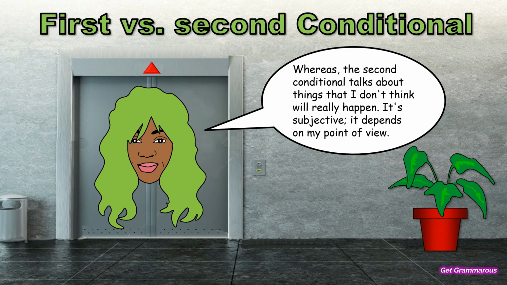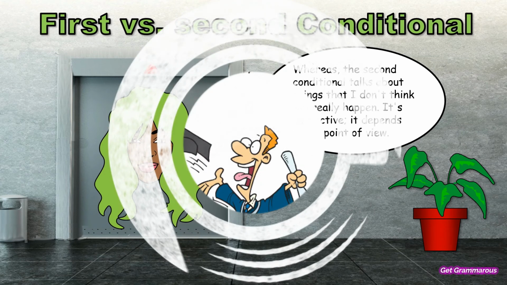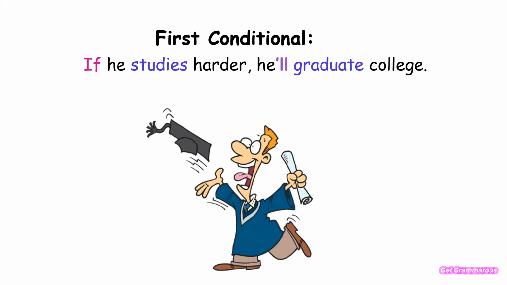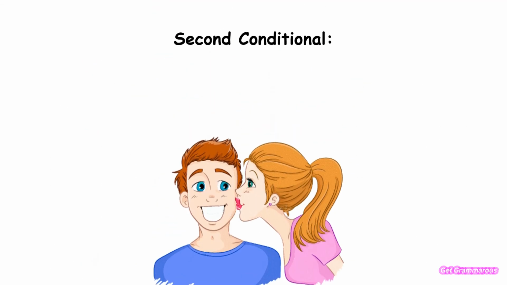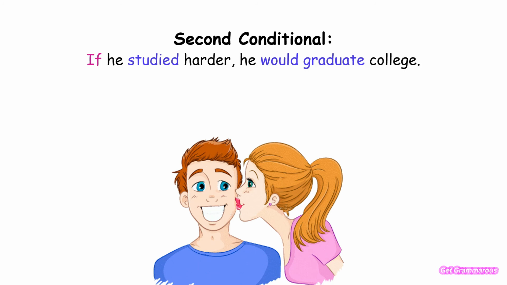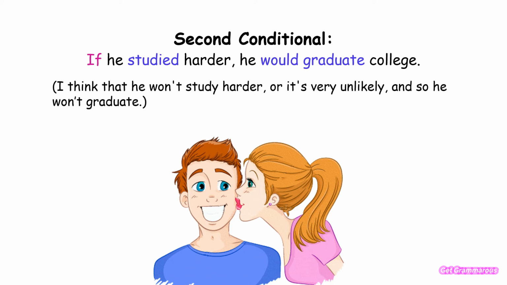For example, first conditional. If he studies harder, he'll graduate college. In this sentence, I think it's possible he'll study harder and so he'll graduate college. However, let's look at the second conditional. If he studied harder, he would graduate college. In this context, I think that he won't study harder and it's very unlikely and so he won't graduate. This is entirely subjective.